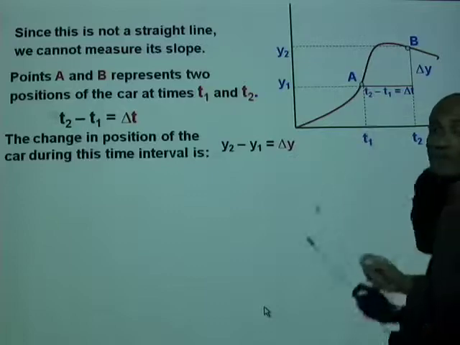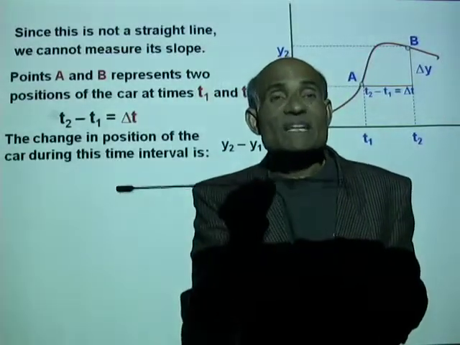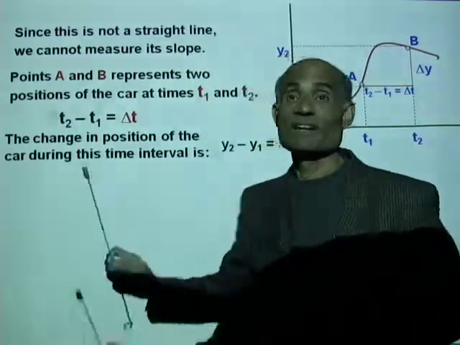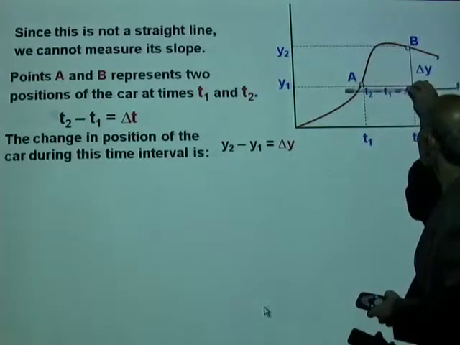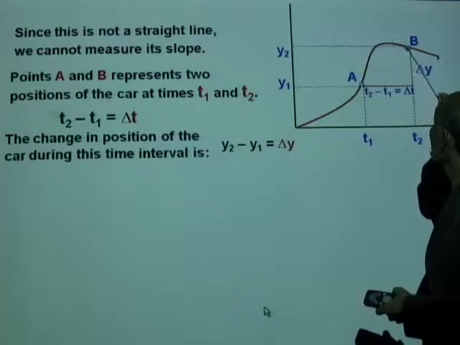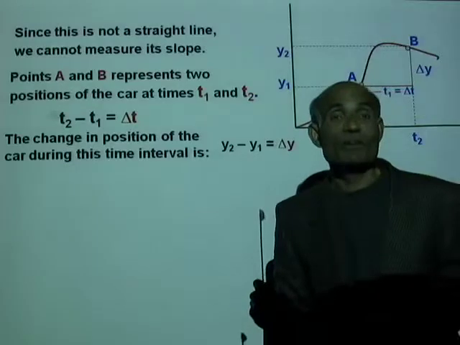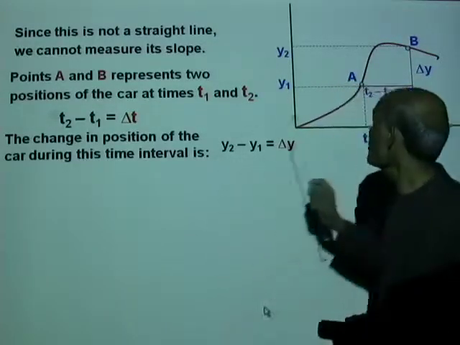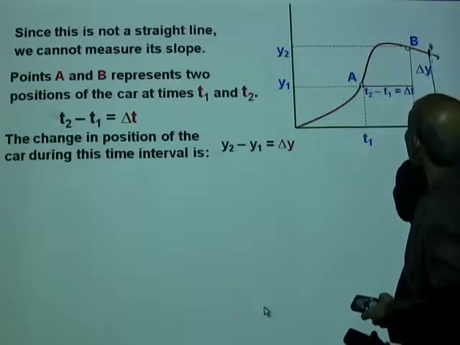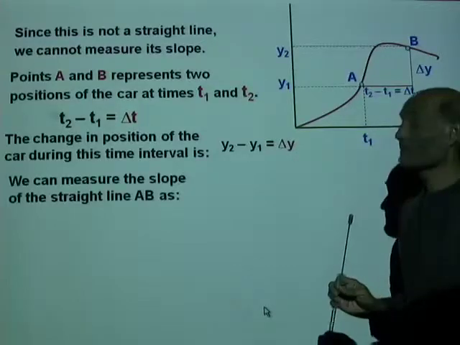Now tell me, in the case of the straight line graph, we said delta y by delta t is a measure of the rate of change. Now, if you take delta y by delta t here, does it give you a measure of the rate of change in that interval? No, it will not, because the change in position is not along a straight line. If it is along a straight line, then the rate of change will be delta y by delta t.